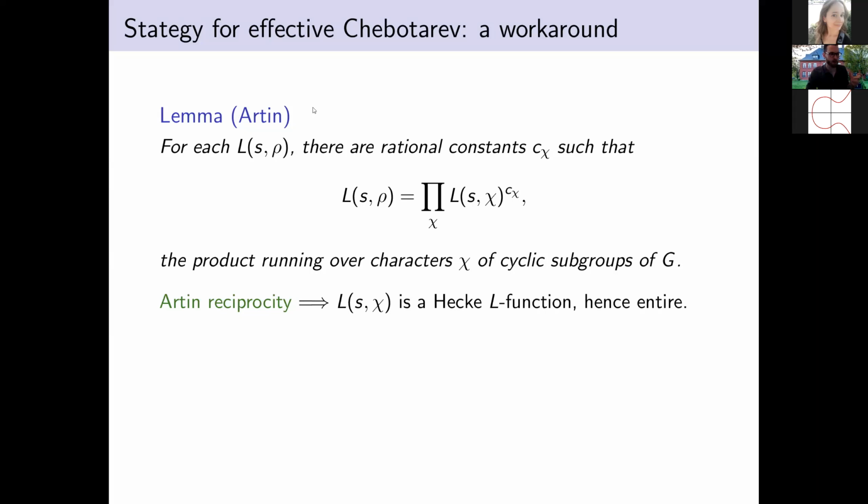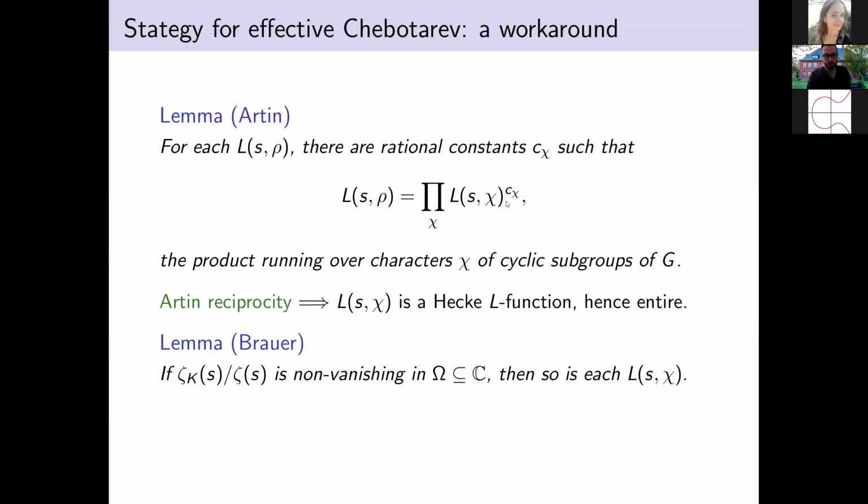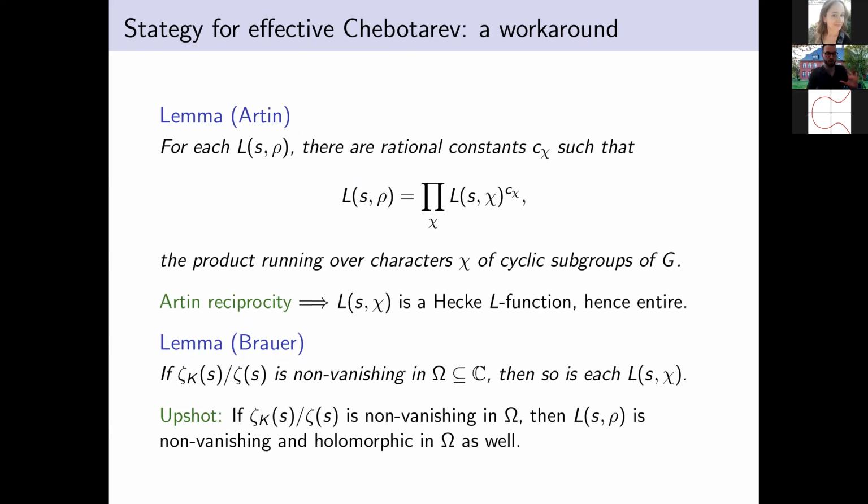And then there's a lemma of Brauer that basically says that if you have a zero-free region for this quotient of zeta functions, then that actually has to transfer over to each of these L(s, chi)'s. So these things are going to be entire in this region omega, and they're also going to be non-vanishing in that region. So that means that regardless of what these rational number powers are, be they things like 1/3, be they negative numbers, you're not introducing any actual problems into this Artin L-function. So the upshot is that if you have this non-vanishing region for this quotient of zeta functions, then your Artin L-function is well behaved in that region as well.